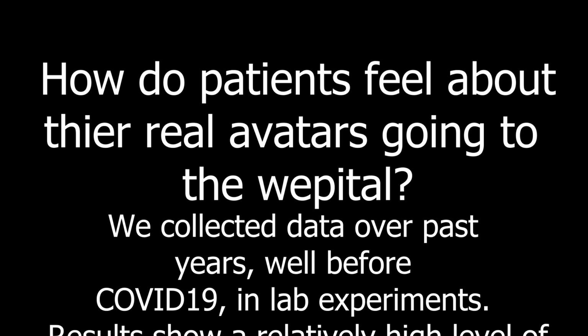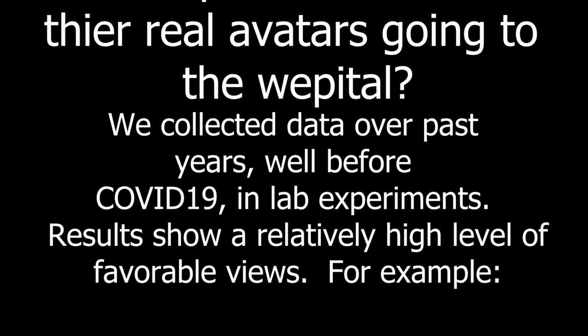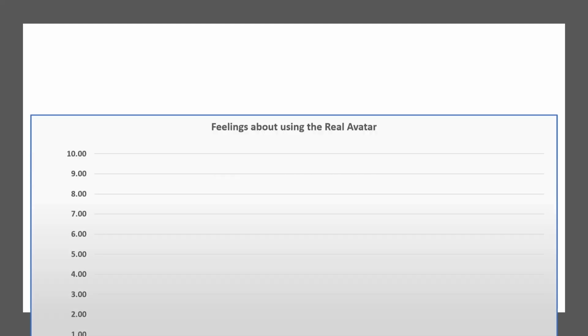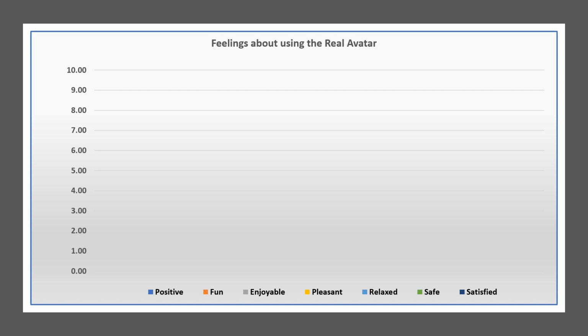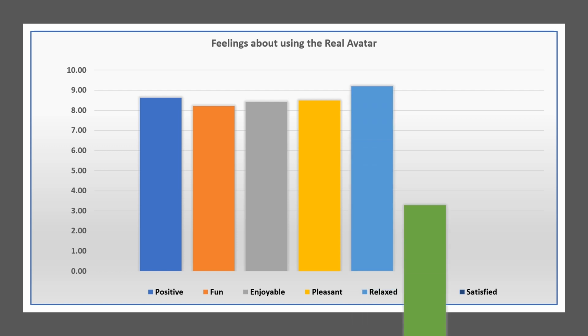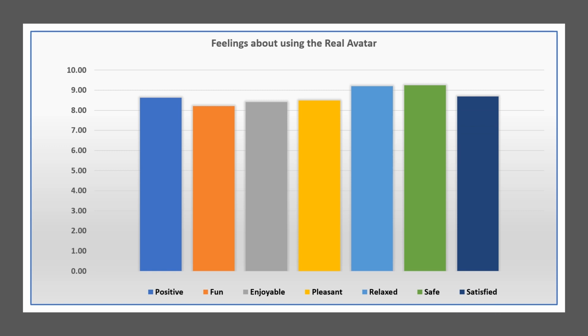How do patients feel about their real avatars going to the wepital? We collected data over past years, well before COVID-19, in lab experiments. Results show a relatively high level of favorable views. For example, patients' feelings about using the real avatar on a scale of 0 to 10: positive 8.6, fun 8.2, enjoyable 8.4, pleasant 8.5, relaxed 9.2, safe 9.2, satisfied 8.7.